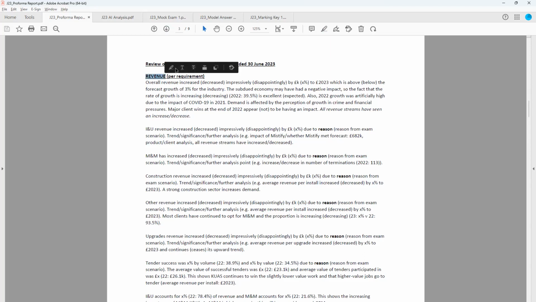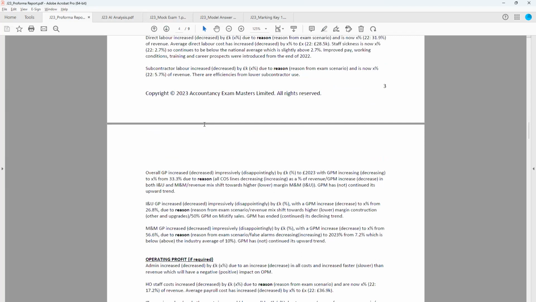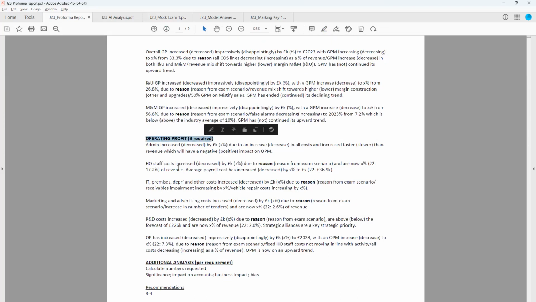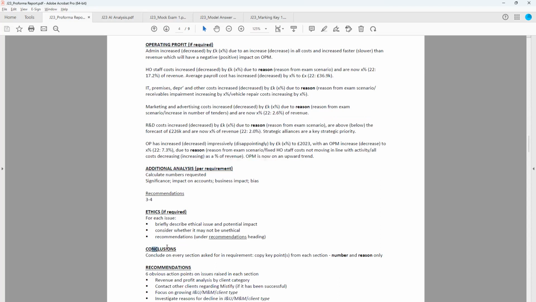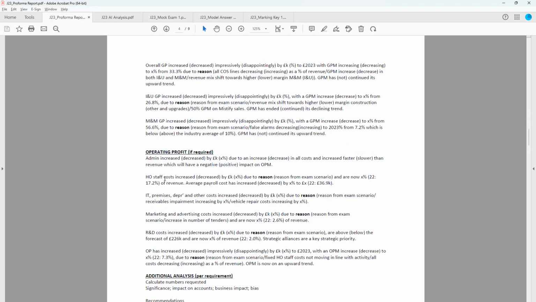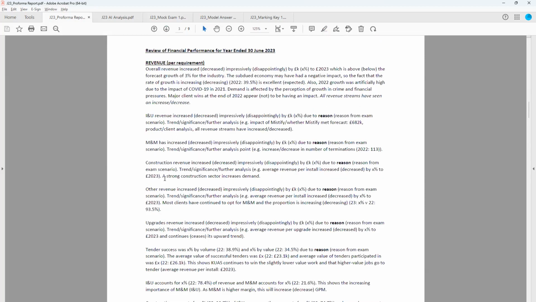So we know that our headings are going to be revenue, cost of sales and gross profit, or you could just call it gross profit, and operating profit. And then we've got the additional piece of analysis, no ethics, and then we'll have conclusions and recommendations as well. But we'll just bear in mind that gross profit and operating profit are probably sharing a box.